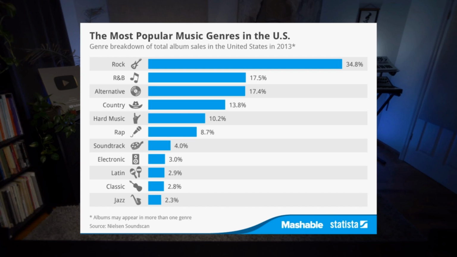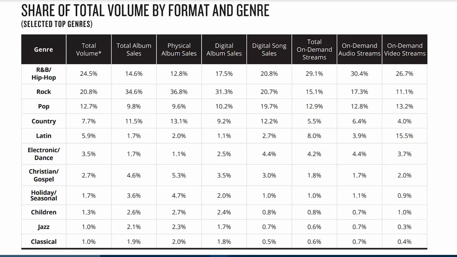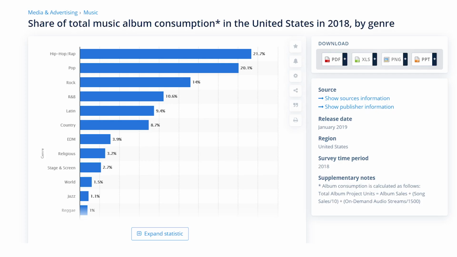Let's look at this list. The most popular music genres in the US. In 2013, this list is out of date. The most popular genre in the United States today is hip hop music. You could at least find a chart that's a little more recent than 2013.